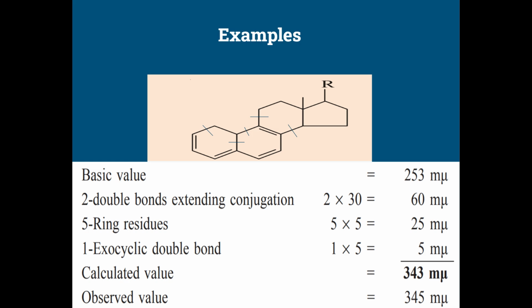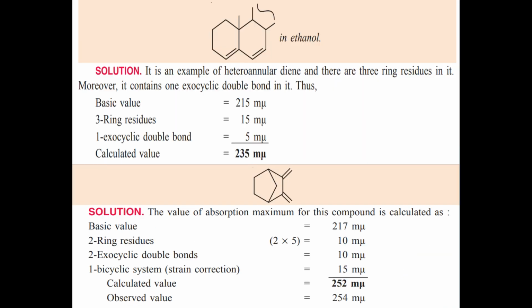Now this unit you can see is actually nanometers. Okay, 10 to the power minus 6 into 10 to the power minus 3 equals 10 to the power minus 9, which is nanometers. These are some examples that you can test and try. The first one is very easy, you can directly see it is heteroannular, so you have to take 215. There is one exo bond also, and the exo bond is in the first ring, which is endo for the first ring but exo for the second ring.